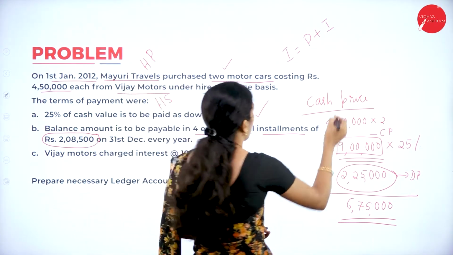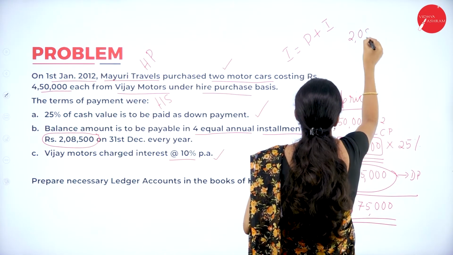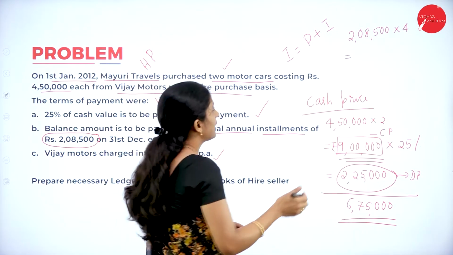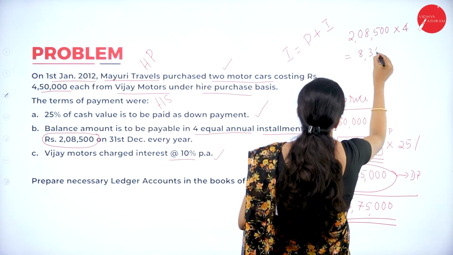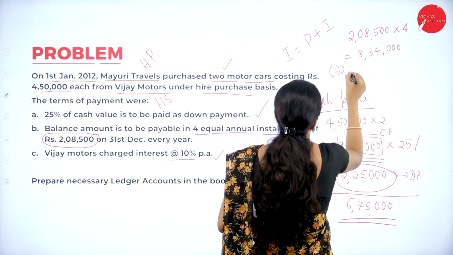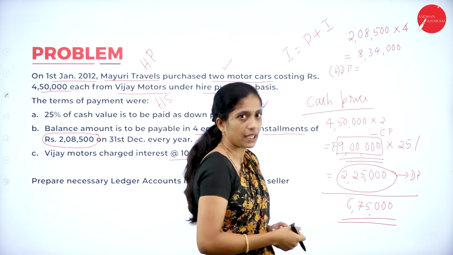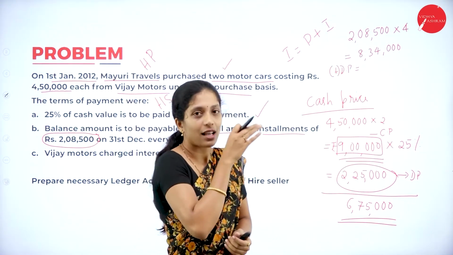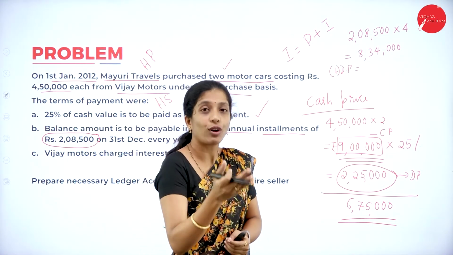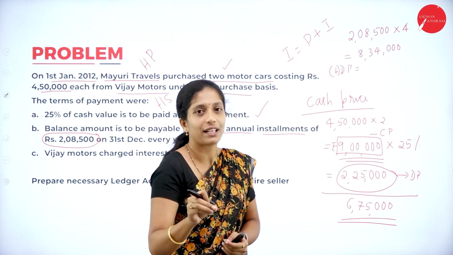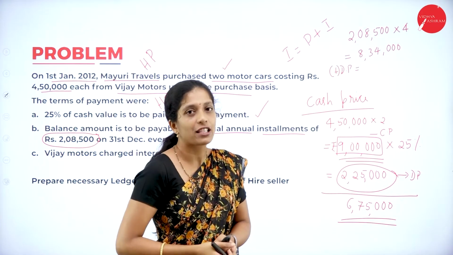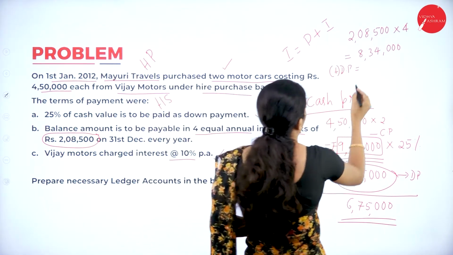Now let us see. What is the total installment they have to pay? 2,08,500. And how many installments? That is 4 installments. If we multiply, we'll get 8,34,000. Okay. Now add the down payment, because they have already paid, right? Let us see whether this amount we are getting is more than the cash price or less than the cash price. If it is more than the cash price, then it is inclusive of interest. If it is less than the cash price, or if it is equal to the cash price, then it is exclusive of interest. Now how much is the down payment?